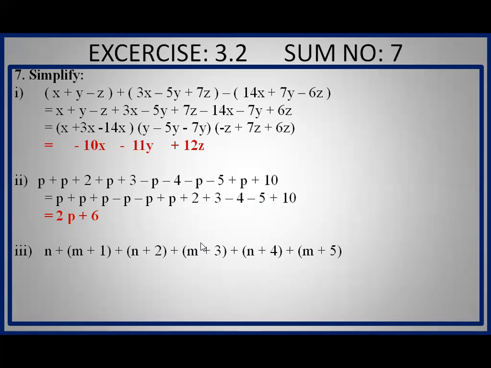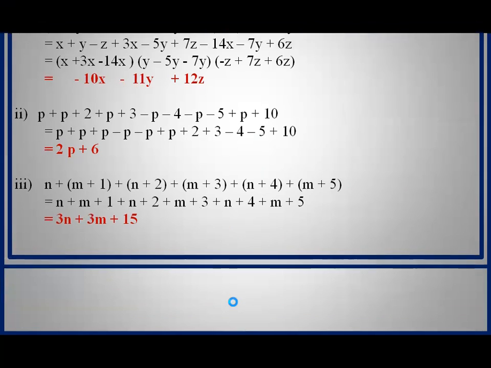n, n plus m plus 1, n plus 2, m plus 3, n plus 4, m plus 5. Group all the n together and the numeric numbers together. So you have 1, 2, 3n, 3m, and 2 plus 3 is 5. 5 plus 5 is 10. 10 plus 4 is 14 and 1, 15.